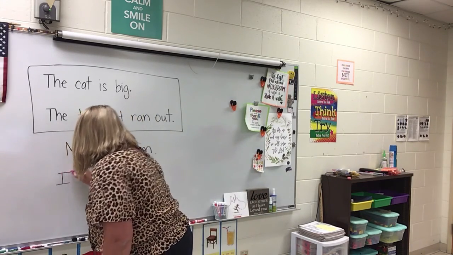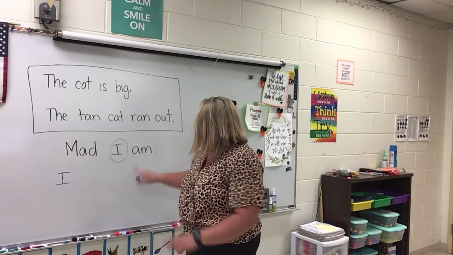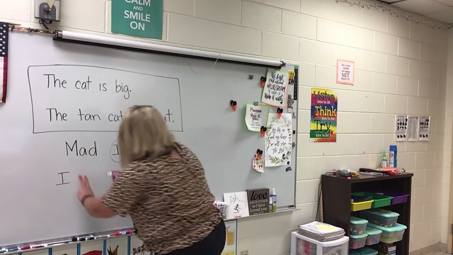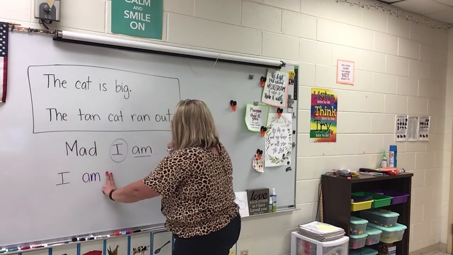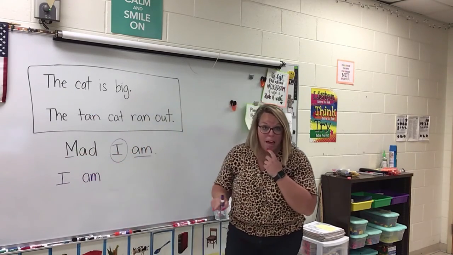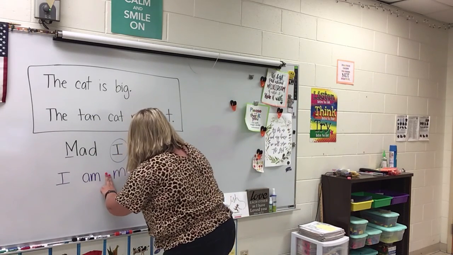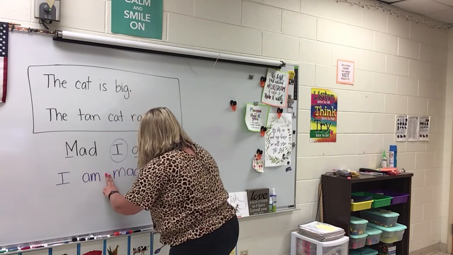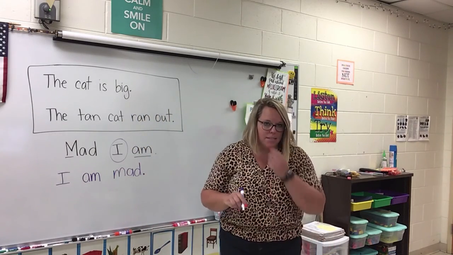So I'm going to start my sentence by saying I. I what? I am. So leave a space. Am. And what's my last word? Mad. Now, am I going to write it with a capital M? No. Lowercase m. And then I need to make sure that I have a period at the end of my sentence.